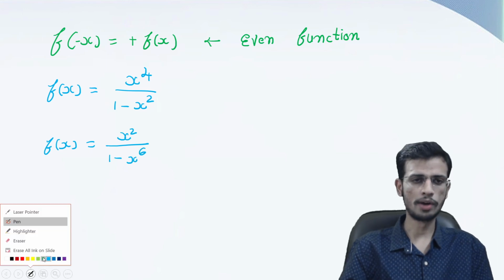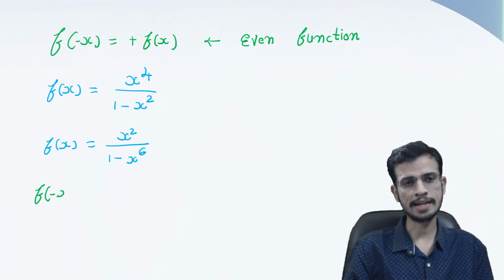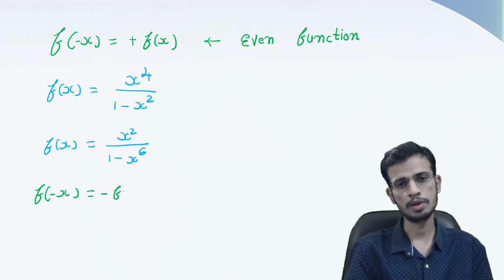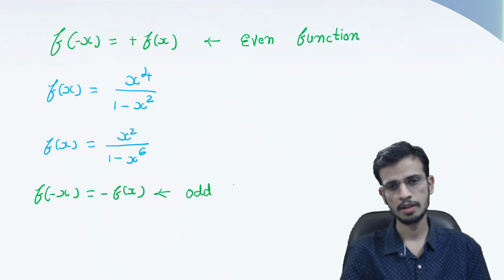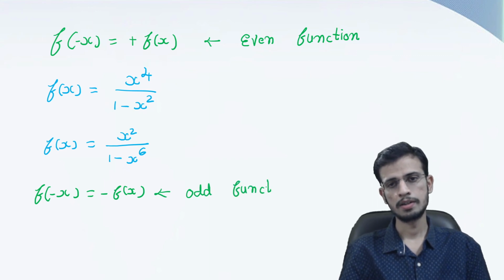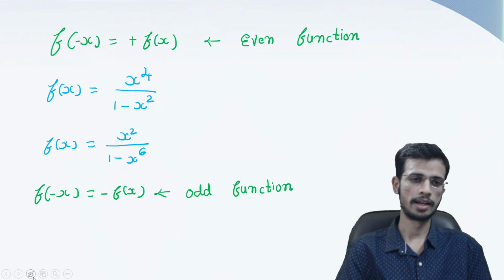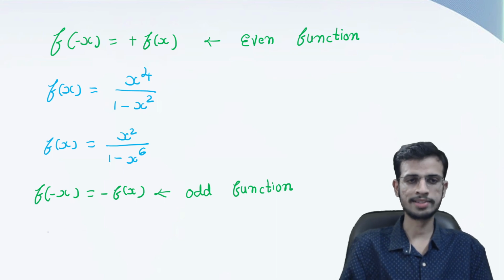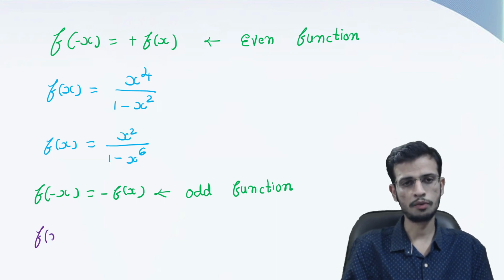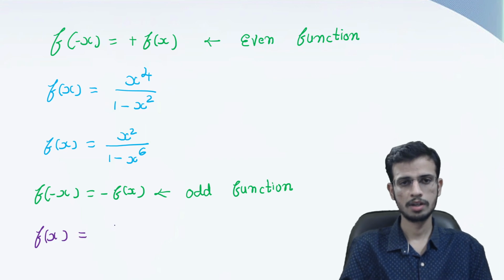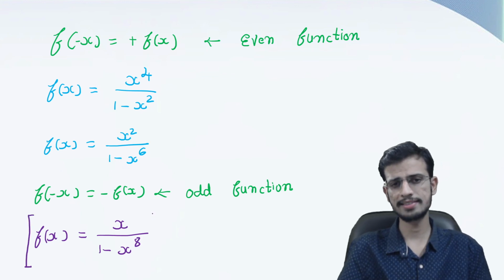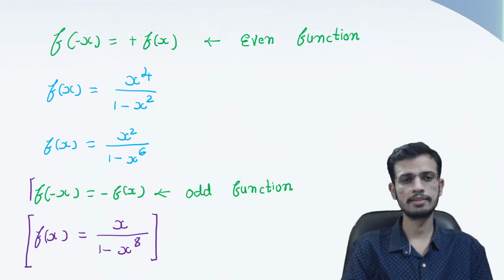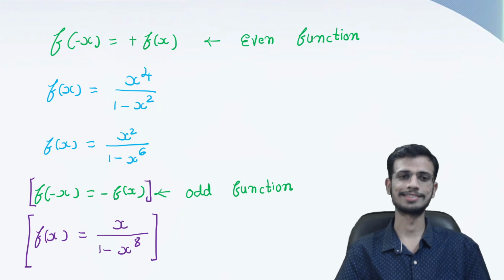Right? For an odd function, f of minus x equals minus of f of x. We can just use this to check, and I will give you an example for this as well. So f of x is equal to x divided by 1 minus x. That is an odd function. If you replace x with minus x, then this condition will be true for this function.